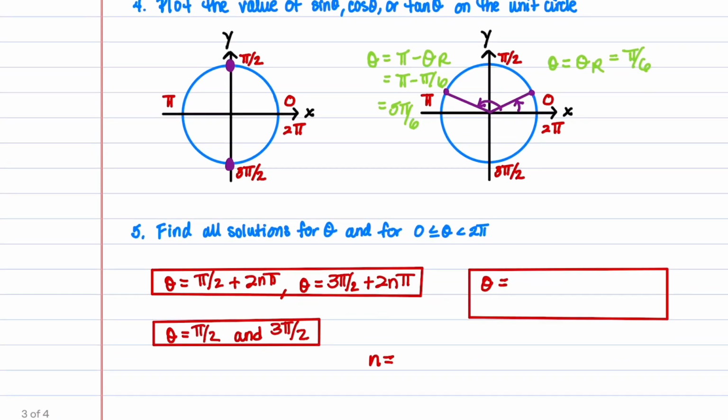So down at the bottom, we'll write that theta is equal to pi over 6 plus 2n pi and 5 pi over 6 plus 2n pi. And we'll remind ourselves that n is 0, plus or minus 1, plus or minus 2, and so forth. Hopefully by now you're starting to get the flow of these problems.